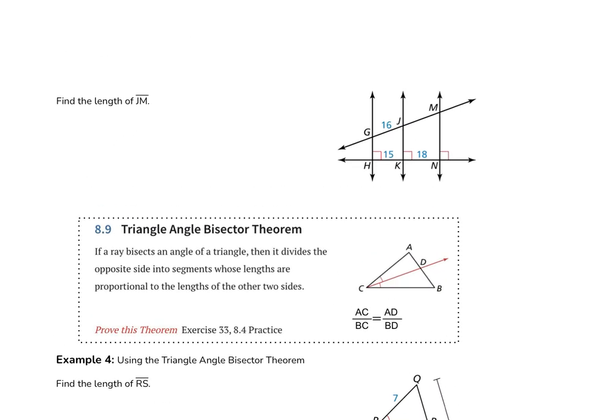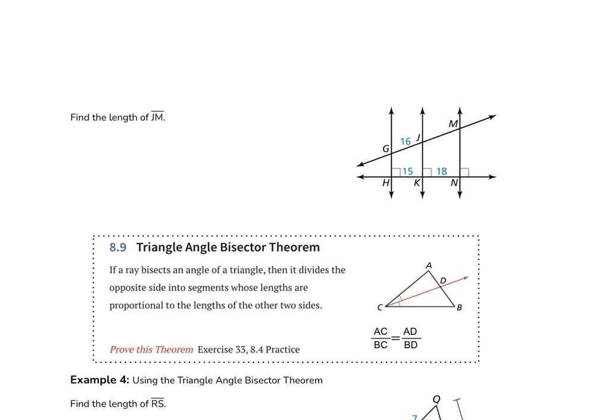Okay, this one up here, not much different. Once again, we see three 90-degree angles here, so that tells us these three lines are parallel. And once again, we're just setting up a proportion. 16 goes to x as 15 goes to 18. Cross multiply and solve.